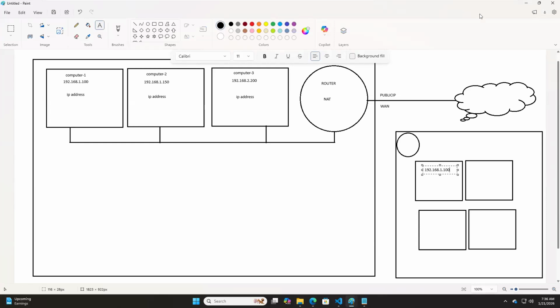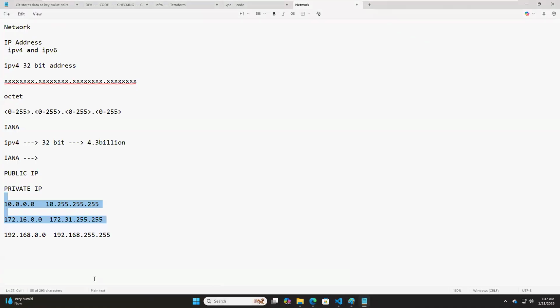Internally, in your home, you are using the IP 192.168.1.100. In your neighbor's home, they are also using 192.168.1.100, which is no problem. You can use the 192.168.1 network because these are IPs that communicate internally. When they go outside, they will be converted into a public IP, and that public IP is sent into the internet to get the data back to you. So this is about public IPs and private IPs.